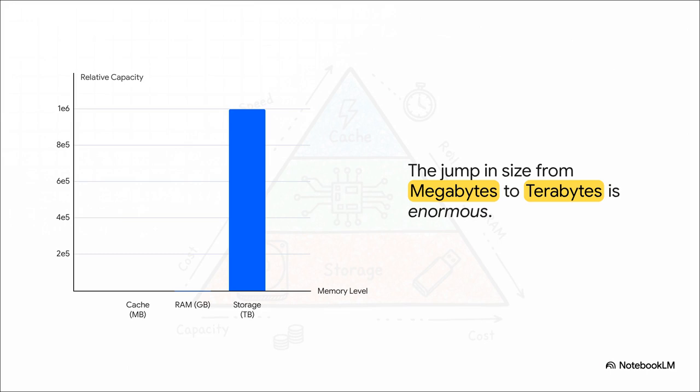And just look at this to see the difference in scale. It's kind of nuts. The cache is measured in megabytes. It's that tiny little sliver. Then you've got RAM in gigabytes, but your storage? That's in terabytes. A terabyte is 1,000 gigabytes. So the jump in sheer size from one level to the next is just staggering.